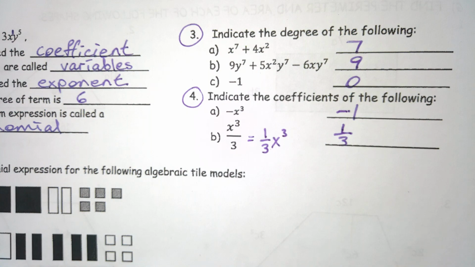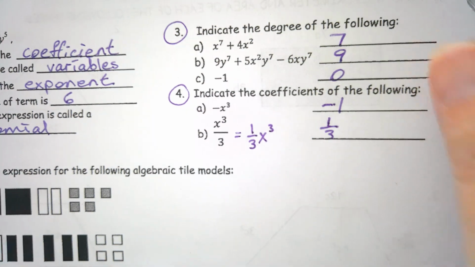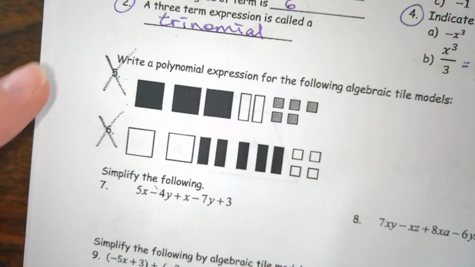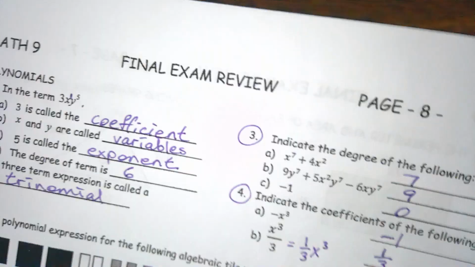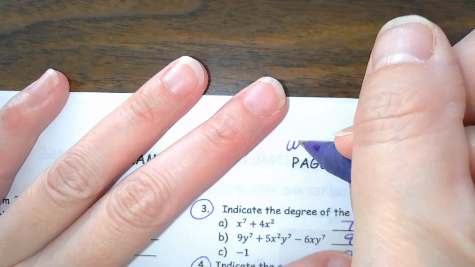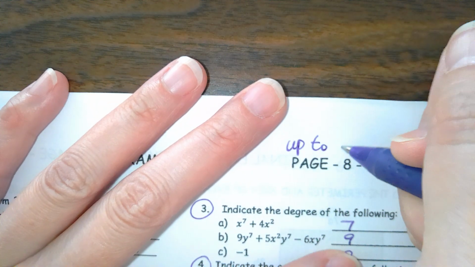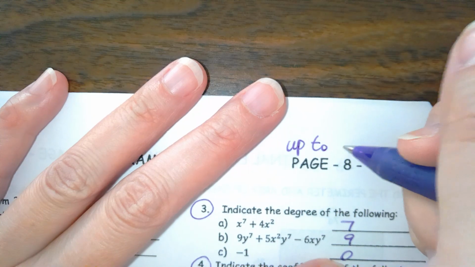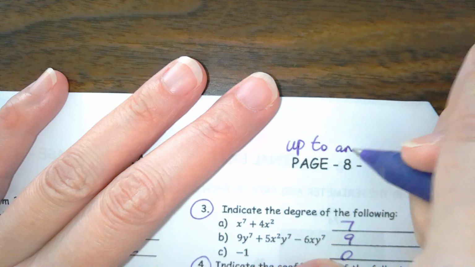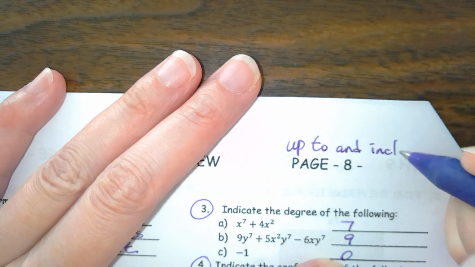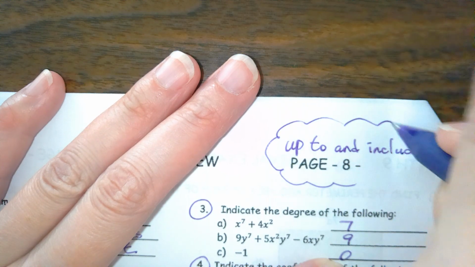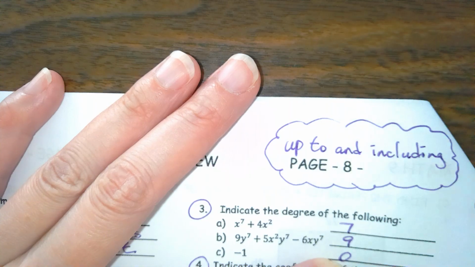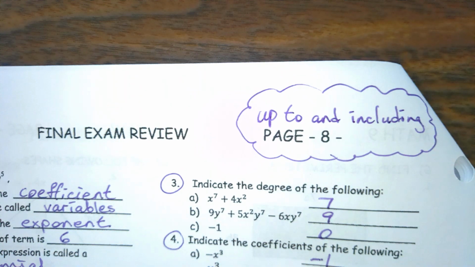Okay, and so I'm done my lesson, 23 minutes. To give you guys a break, you don't have to do these ones that I crossed out. Okay, so your work is up to and including page 8. All right, up to and including page 8.